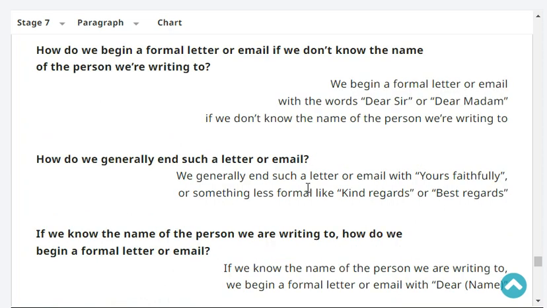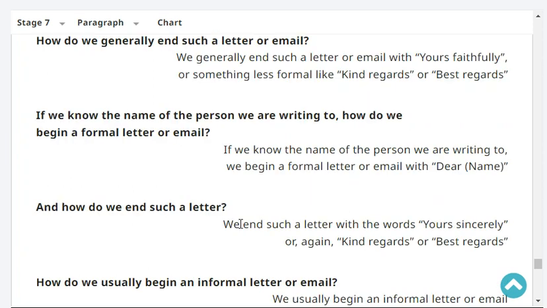How do we generally end such a letter or email? We generally end such a letter or email with yours faithfully, or something less formal like kind regards or best regards. Very good.